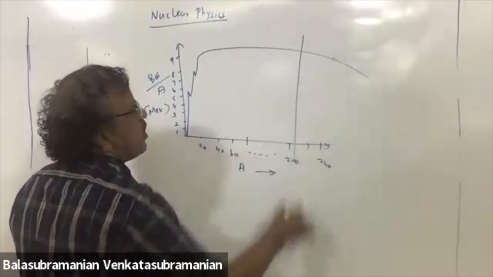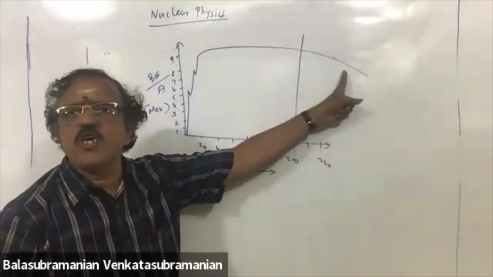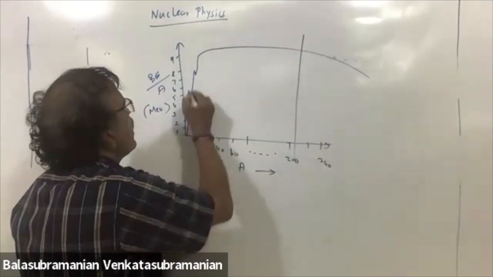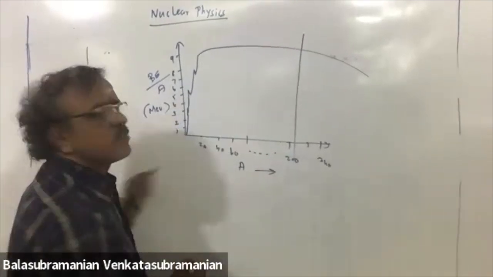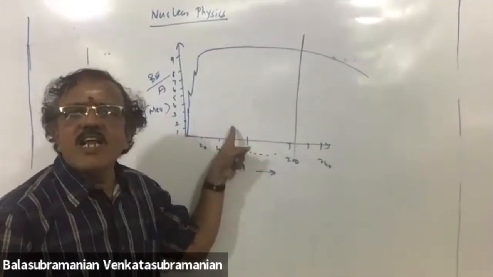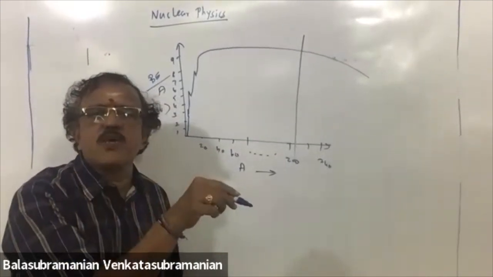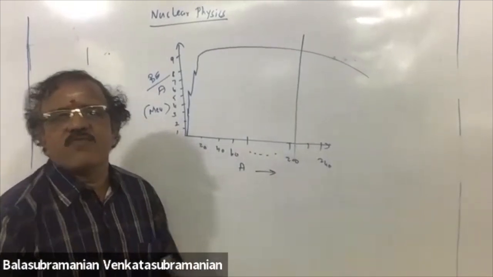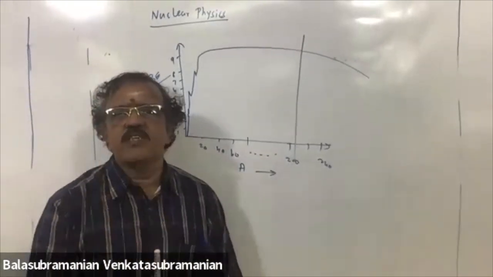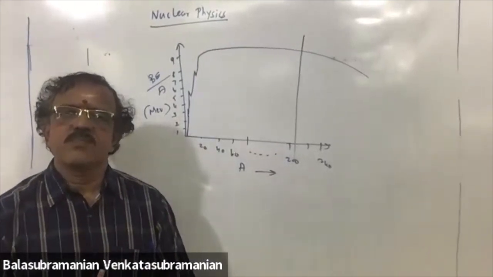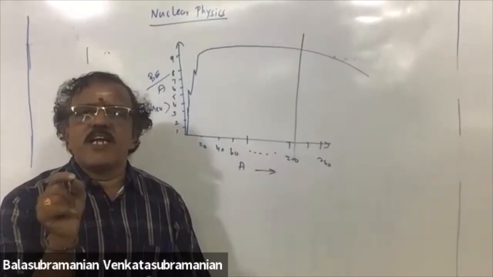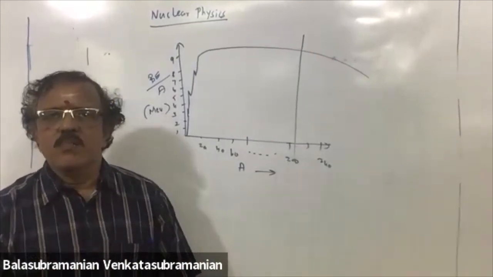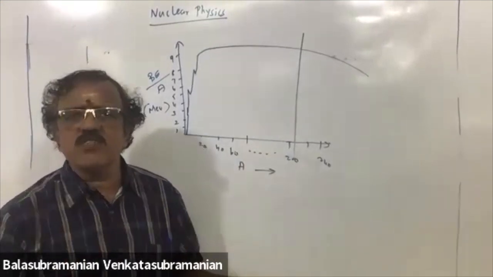See, beyond 200, binding energy per nucleon decreases. Here and there you are getting some peaks. Lighter elements possess more binding energy per nucleon. What is this graph for, sir? Three things we can use this graph for. Number one, whether a particular element is stable or not. The graph will tell: more binding energy per nucleon means more stable.